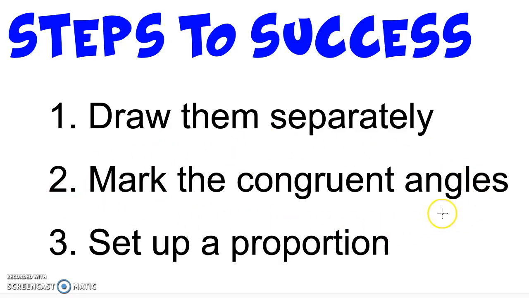The reason we need to mark the angles is that's how you tell what sides correspond. You can't just assume that the top left side corresponds to the other top left side because the triangles might not be oriented the same way. Once you have drawn your triangles separately and marked the congruent angles so you can tell what sides correspond, then you're ready to set up a proportion.